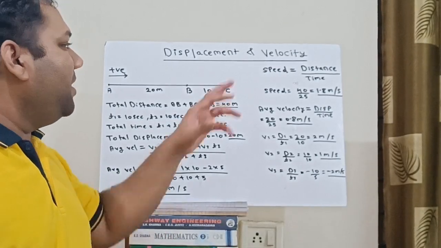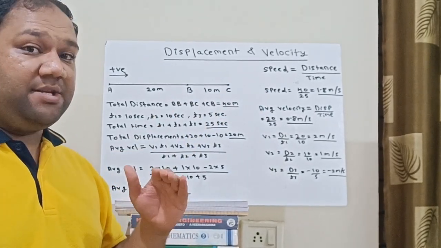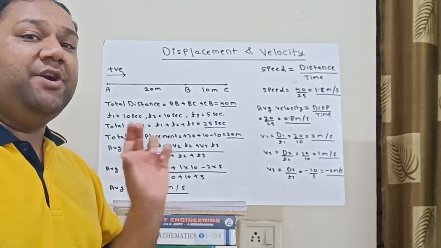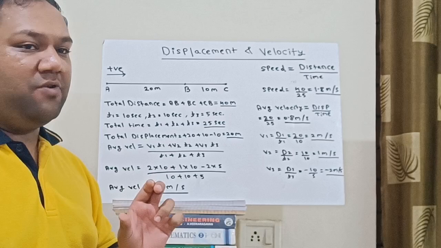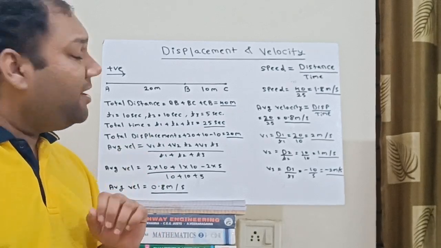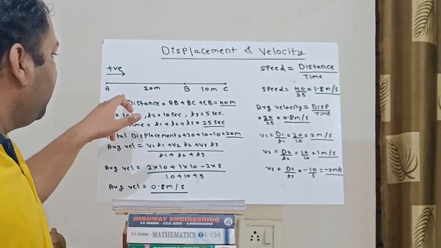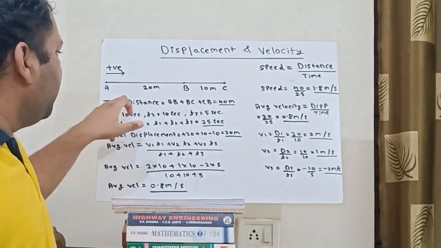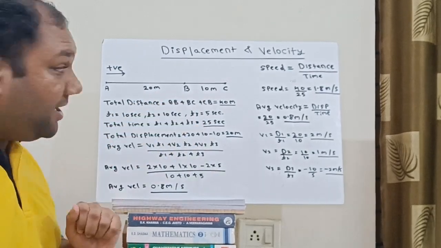As we all know, speed is distance upon time, that is how much distance you have actually traveled per unit time. That unit of time may be per hour, per second, per minute, whatever you want to take. Okay. Now you can see that I have drawn a diagram here. It is a line which has 3 points A, B and C. The distance between A and B is 20 meter. The distance between B and C is 10 meter.